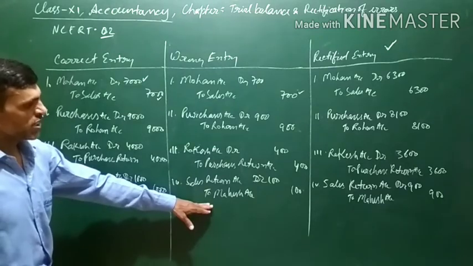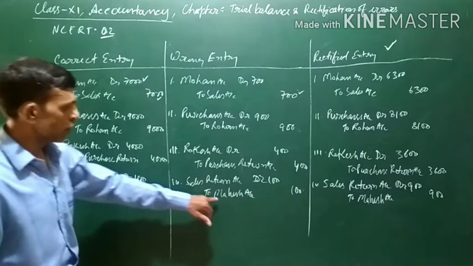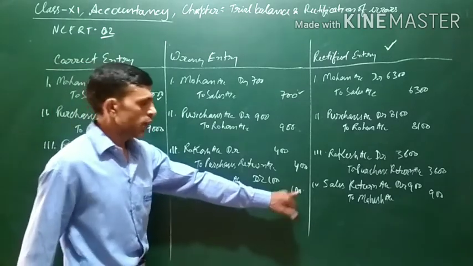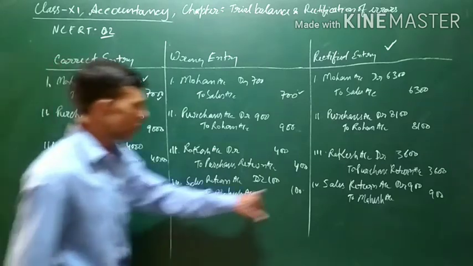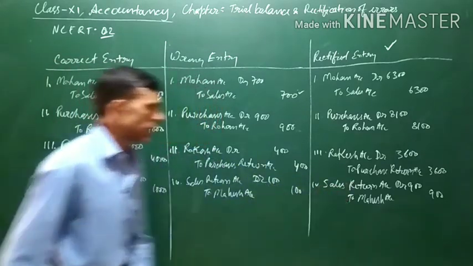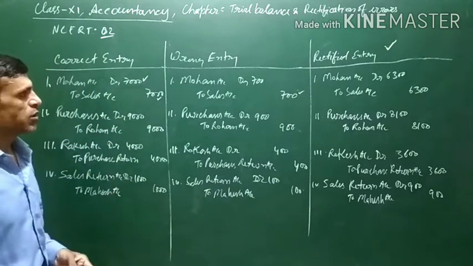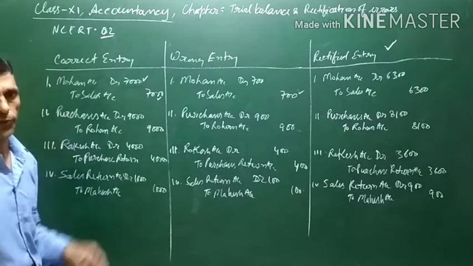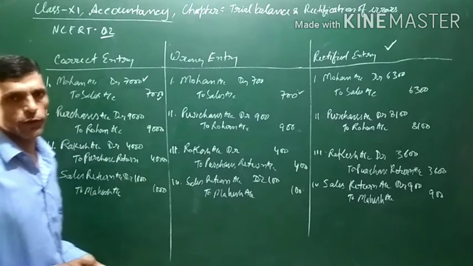Similarly, Mahesh should also have been credited with 1,000. Instead of 1,000, it was credited with 100 only. We have again credited it with 900, and now the total credit to Mahesh account becomes 1,000. That is 100 credit plus 900 credit, total becomes equivalent to 1,000. This is the rectification entry, the first questions of NCERT. And in the next video, we will solve some more questions.